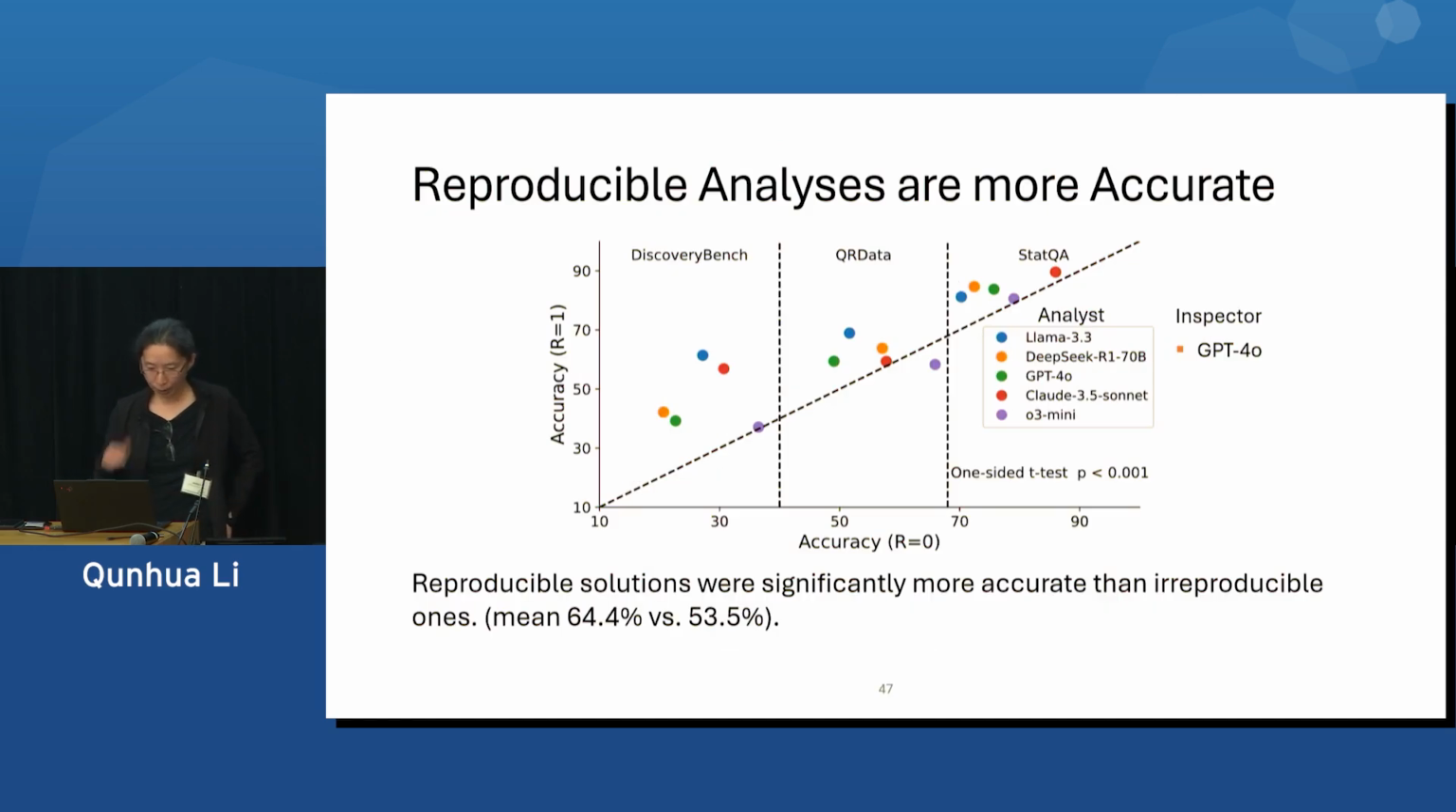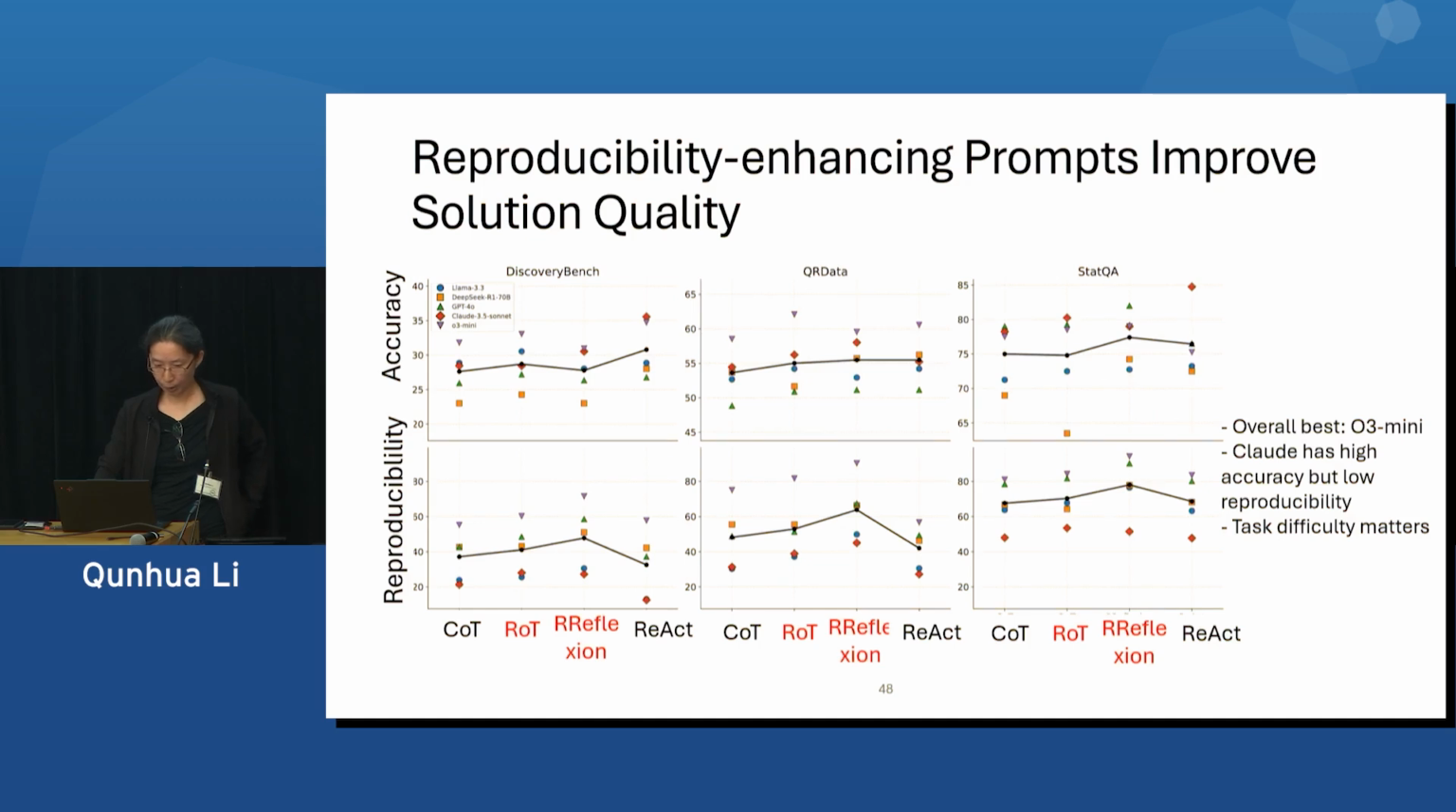So the first thing we want to see is, we assess the reproducibility. So this is an actual step. Is it true that the reproducible solutions are more accurate than the ones that are not reproducible? So we did this plot, and it showed that in all 3 data sets, if something is scored as reproducible, then it has a higher accuracy than the irreproducible ones.